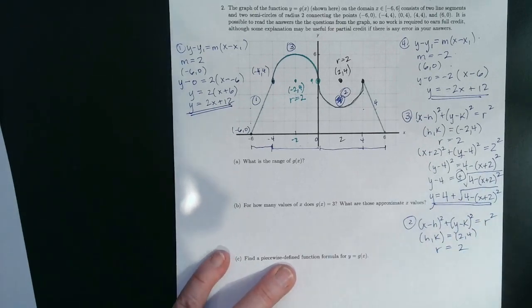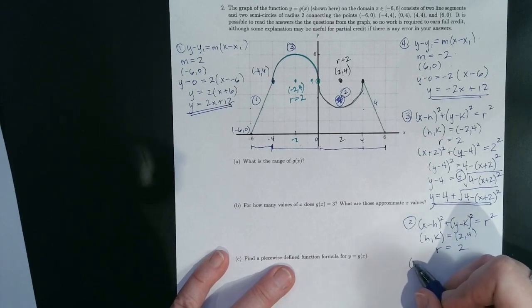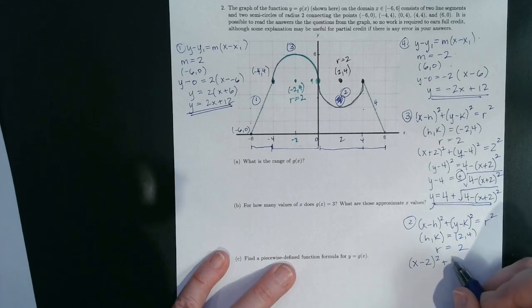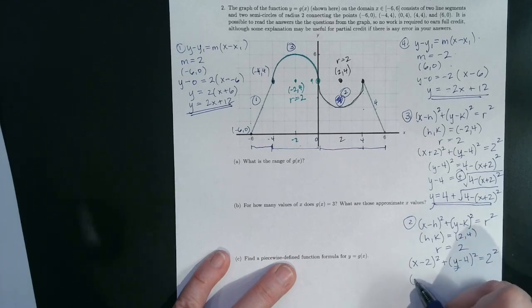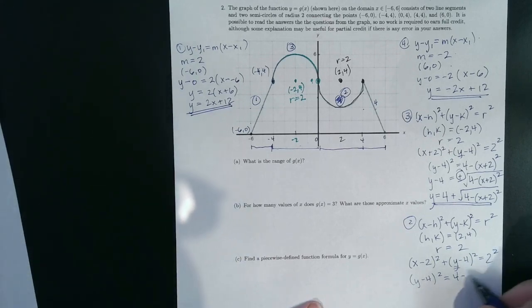Plugging all those in, again solving for y. This time we're going to take the negative root because it's the bottom half circle. So we will have x minus 2 squared plus y minus 4 squared equals 2 squared. Solve for y. y minus 4 squared equals 4 minus x minus 2 squared.